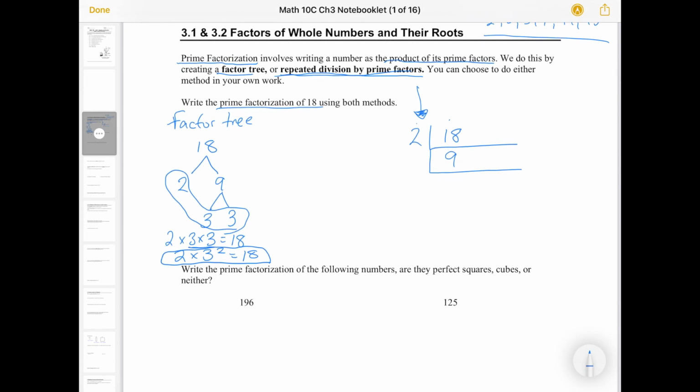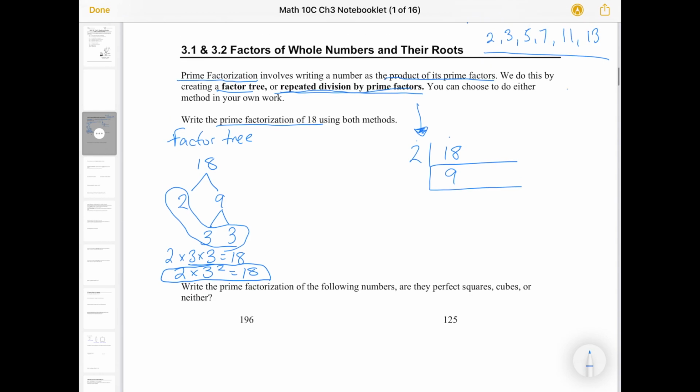And again, I draw that upside down division symbol there. Okay, now I need to divide 9 by a prime number, going back to my prime numbers list. 9 divided by 3 will give me 3. And I have to divide 3 by a prime number. So when you are doing prime factorization, repeated division by prime numbers, we can only end at 1. So we need 1 in this box. And this is my prime factorization. Again, I have 18 equals 2 times 3 squared.